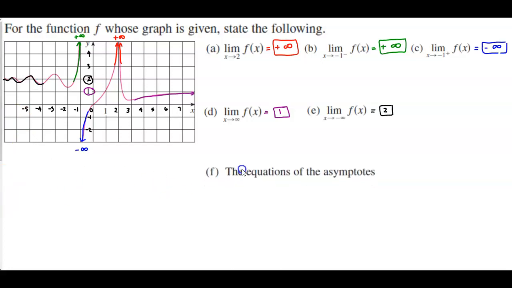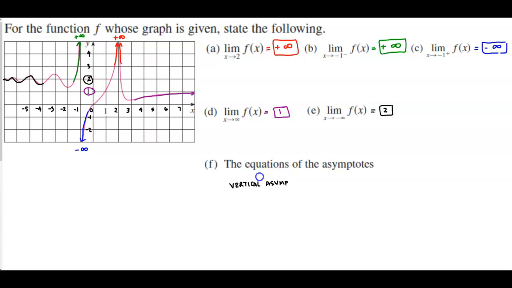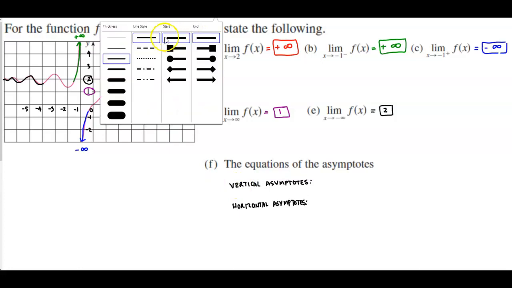Okay, now what we want to do is find the equations of the asymptotes. So we want to find the equations of the vertical asymptotes and the equations of the horizontal asymptotes. Okay, so let's go ahead and do that. So we want to find the equation.